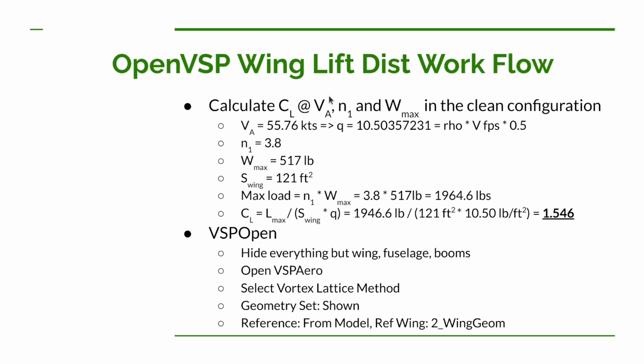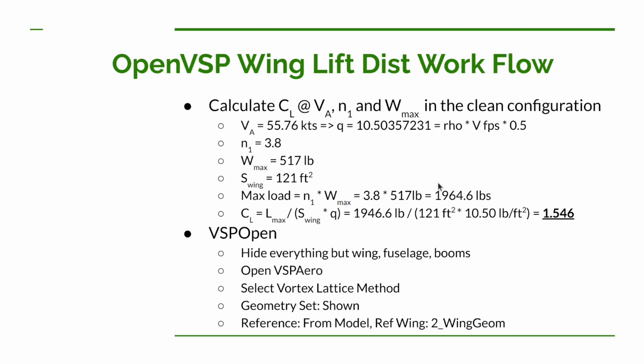Well, at V sub A, we can calculate our dynamic pressure. That's 55.7 knots. So we take our air pressure multiplied by our velocity in feet per second squared and then multiplied by 1/2. And that gives us roughly 10.5 for our dynamic pressure. Remember, our N sub 1 is 3.8 Gs. Our maximum lift is 517 pounds. Our wing surface area, 121 square feet. So our maximum load then, when we combine our N and W, is 1,964 pounds.